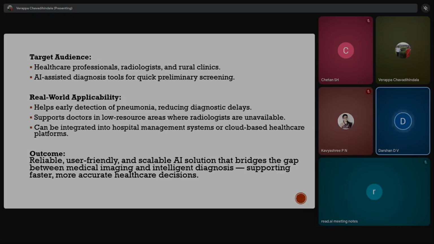Overall, the outcome of this project is a reliable, user-friendly, and scalable AI solution that bridges the gap between medical imaging and intelligent diagnosis, helping doctors make faster and more accurate healthcare decisions.